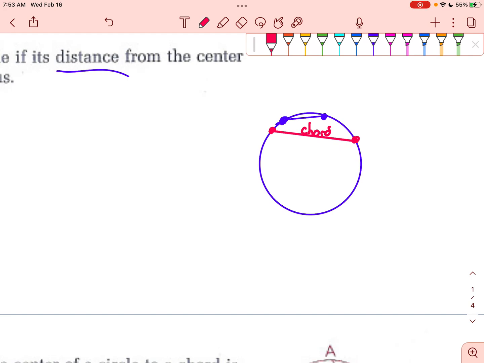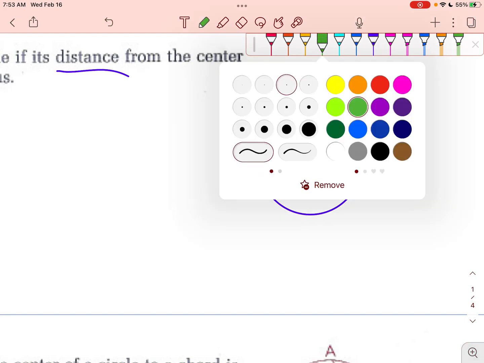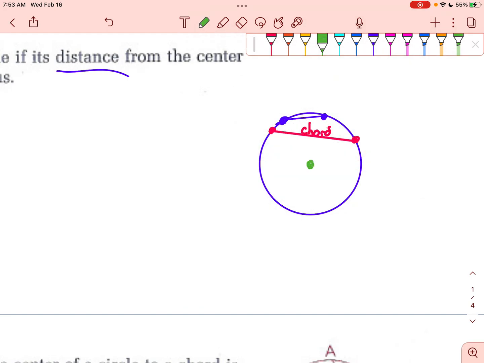Now the longest chord that we have goes through the center of the circle, and that is called the diameter. So the diameter is a chord, and it is the longest chord, because as you go down, the chords become shorter and shorter. Picture drawing all these chords, and they could go in any direction.